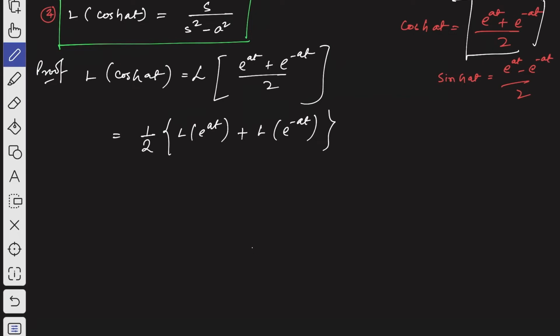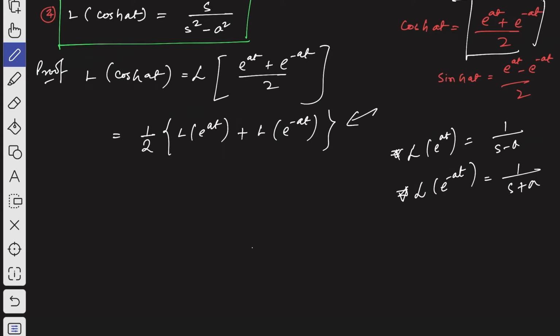Now here you see, we have already got this formula, that Laplace transformation of e to the power at is nothing but 1 by s minus a. So if you have Laplace transformation of e to the power minus at, then what you will get? Just 1 by s plus a. That's what we will get. Now let us put these two values here. Then you will get 1 by 2, 1 by s minus a plus 1 by s plus a.